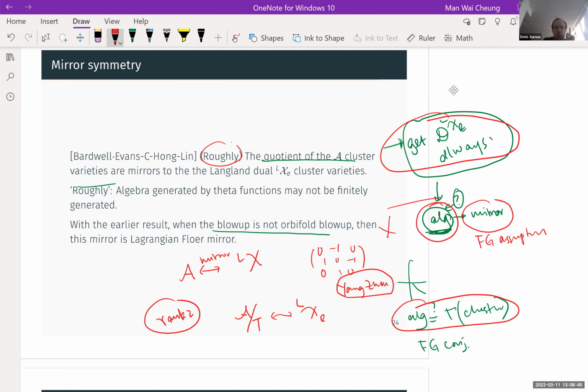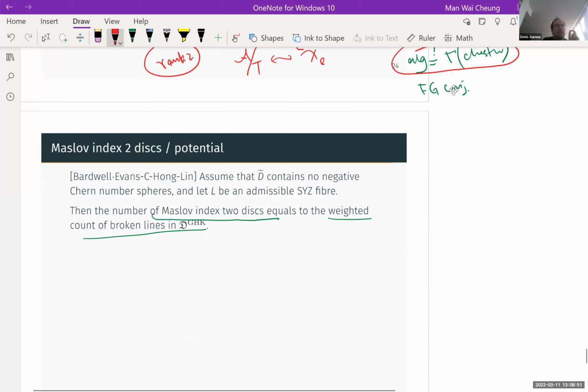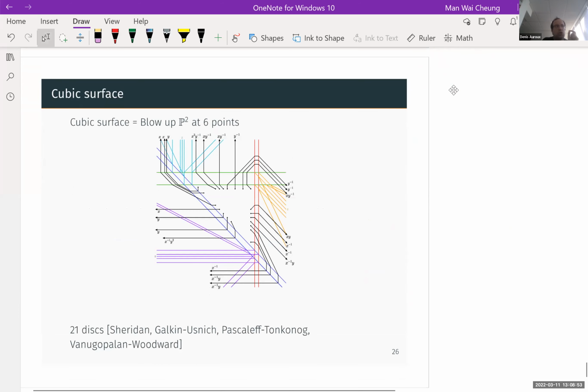So I have another small question. The diagram at the very end on the cubic: the scattering diagram itself would be infinite, right? You only draw a finite part of it because that's all that matters for the Maslov 2 disks, right? Yeah. Okay, thanks.